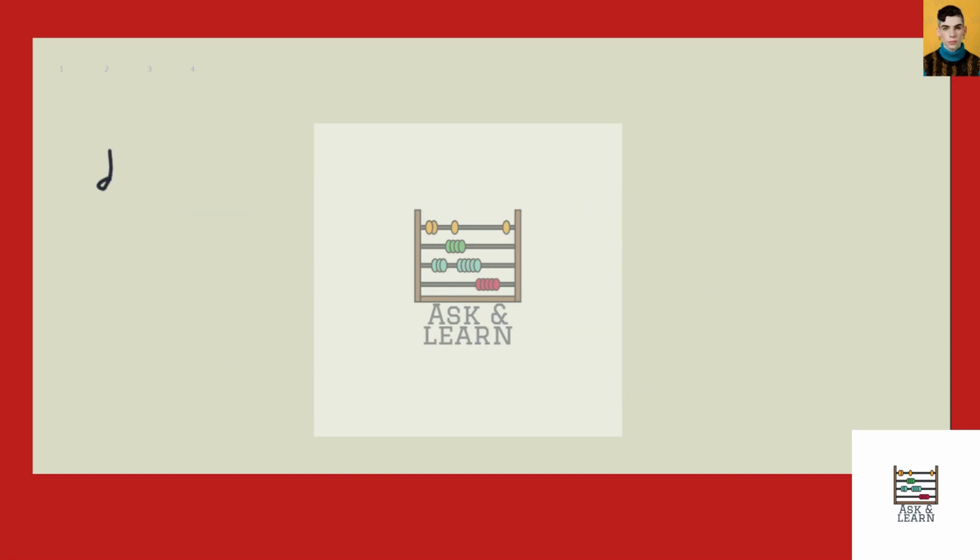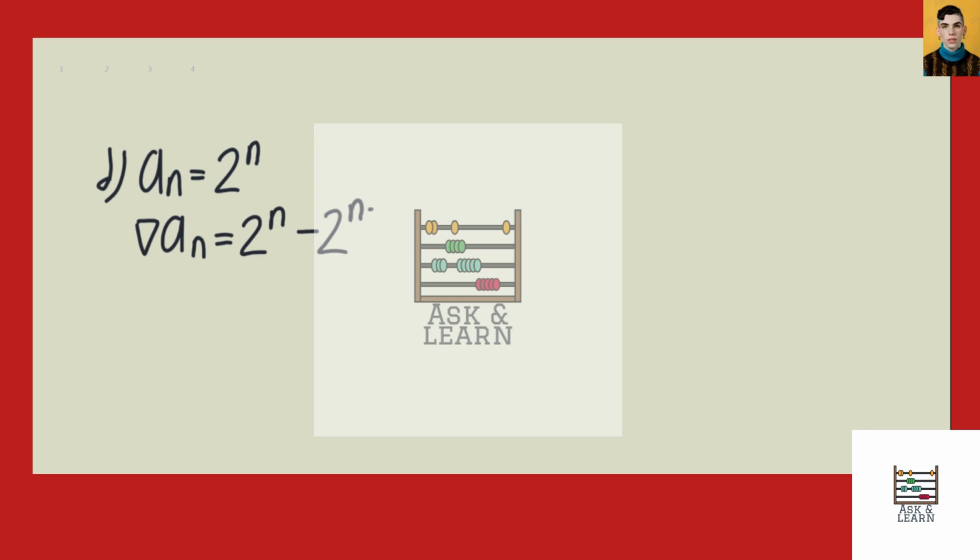And lastly, we have the case where an is equal to 2 to the n. Okay, so the first difference of an is going to be equal to 2 to the n minus 2 to the n minus 1, which is equal to 2 to the n minus 1.